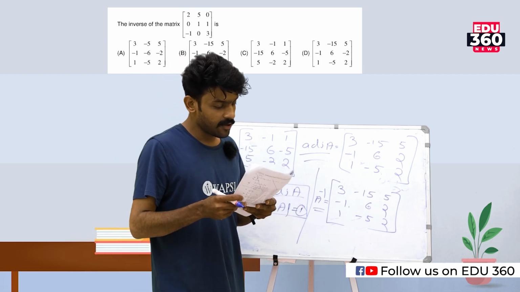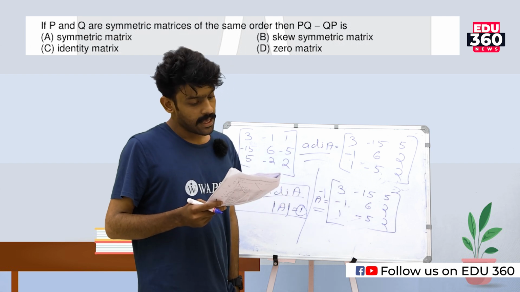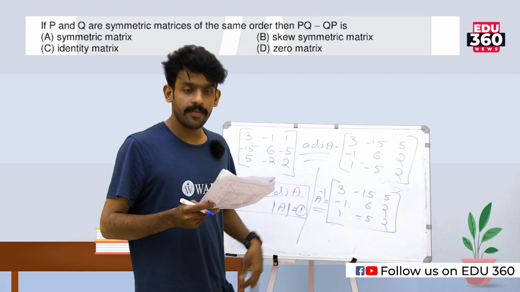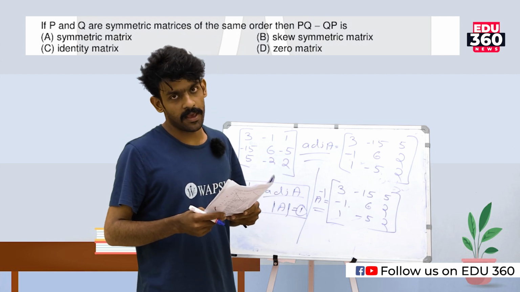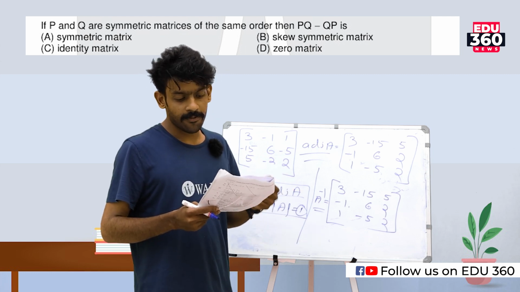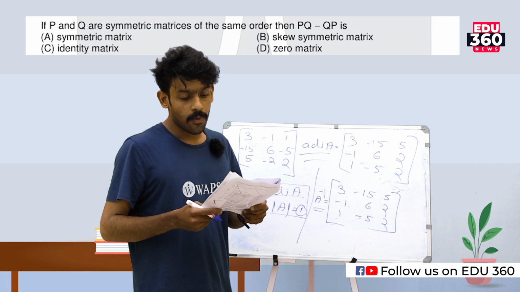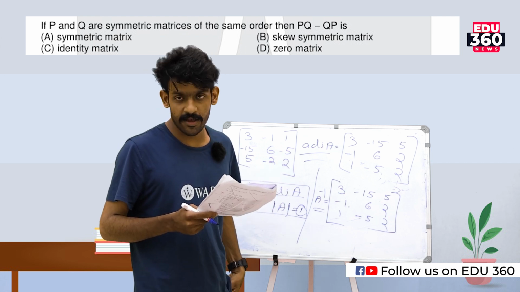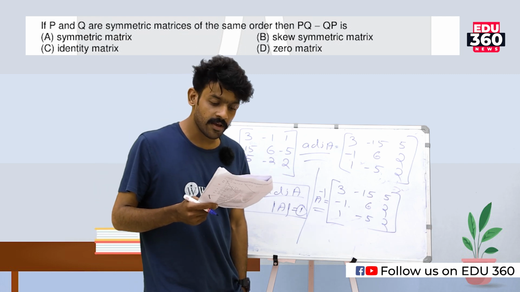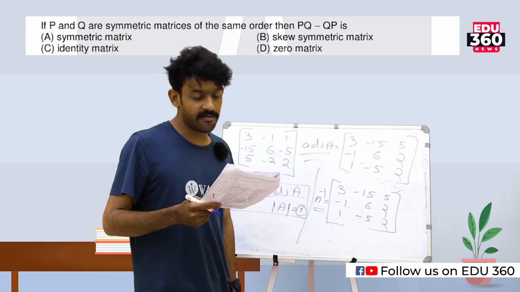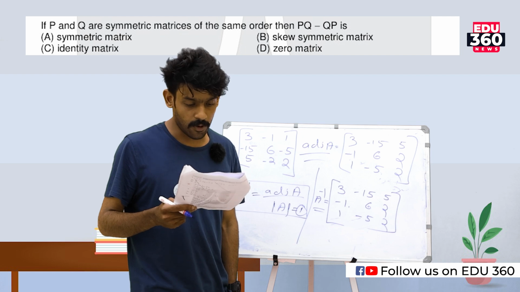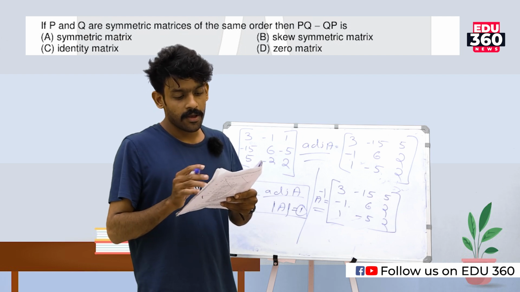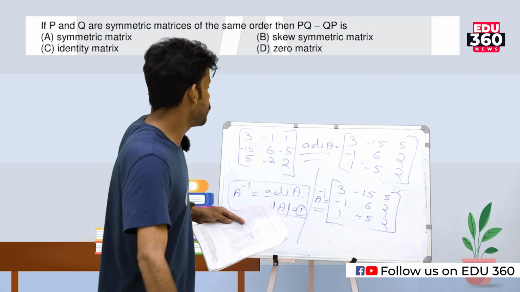Yes, second question. Given that if P and Q are symmetric matrices of the same order, then PQ minus QP is, they are asking us, what is PQ minus QP? Because you can see the 4 options there. The first one is symmetric matrix, the second one is skew symmetric matrix, the third one is identity matrix, and the fourth one is zero matrix. So here we need to find which of them. That is PQ minus QP.